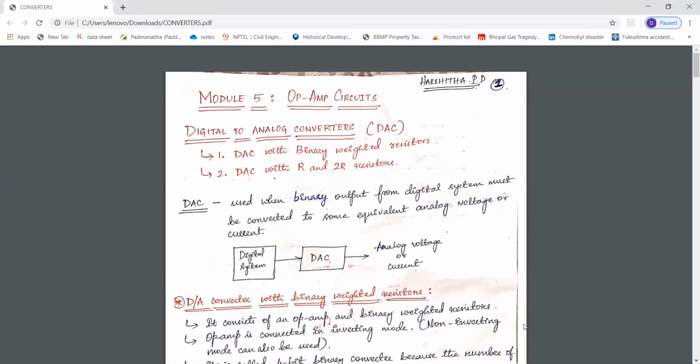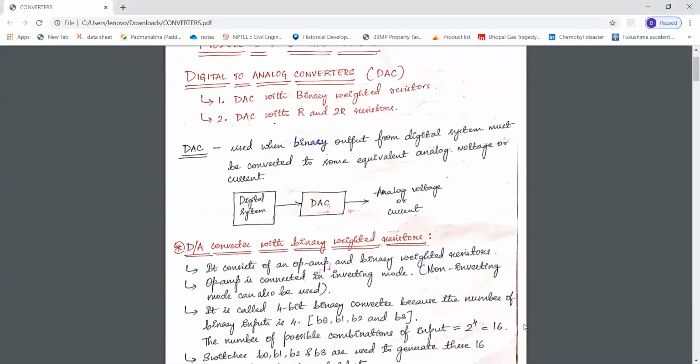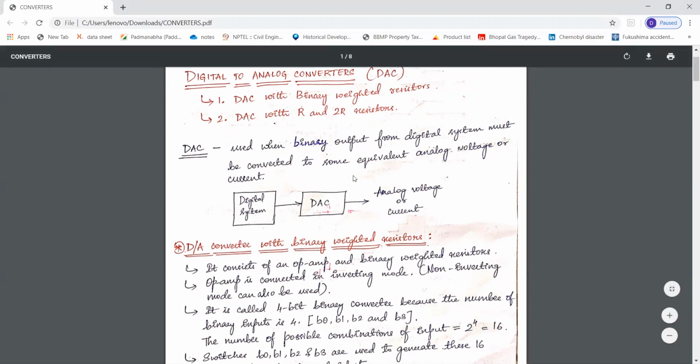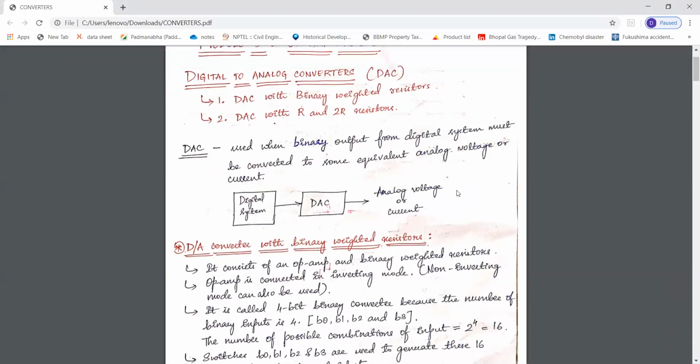First, we have digital to analog converters, and in that we have two types, that is binary weighted resistors and R-2R resistors. Not only these two, there are many other types, but in your syllabus you are supposed to study binary weighted resistors and R-2R type DAC.